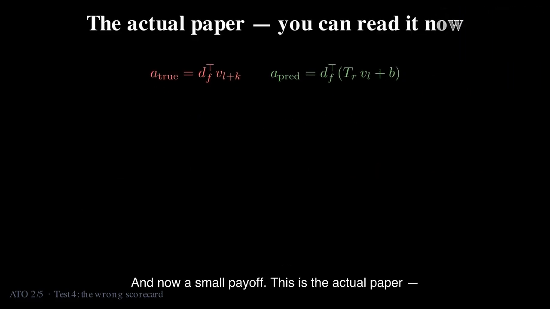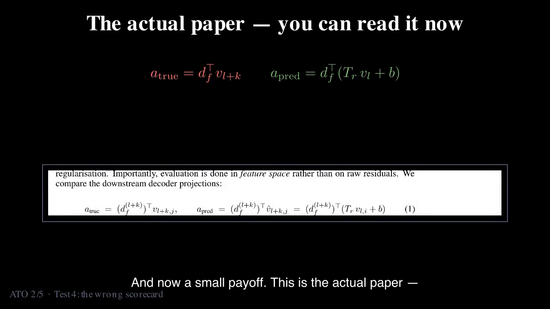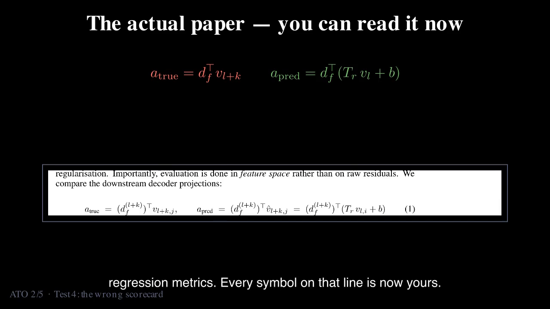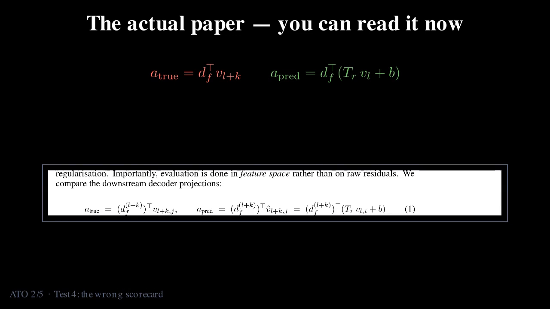And now, a small payoff. This is the actual paper. Equation 1 exactly as printed. True projection, predicted projection, compared with regression metrics. Every symbol on that line is now yours.